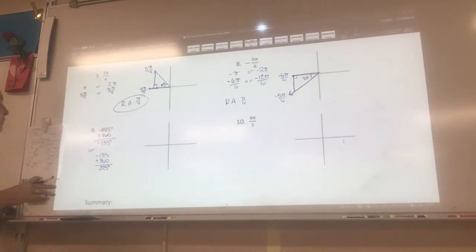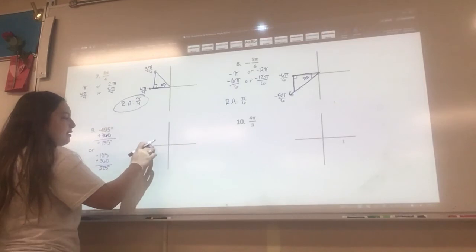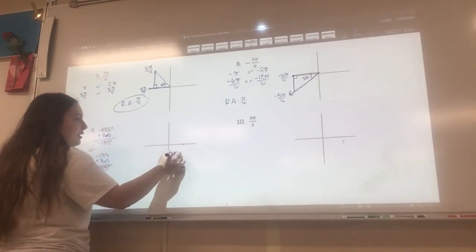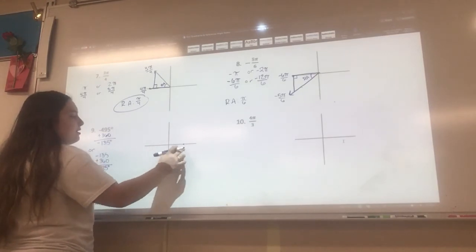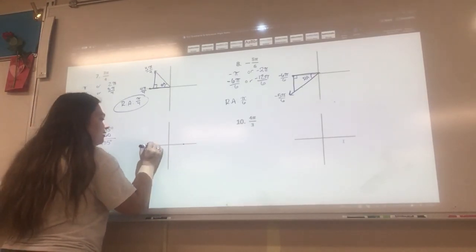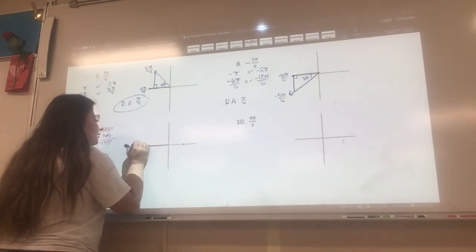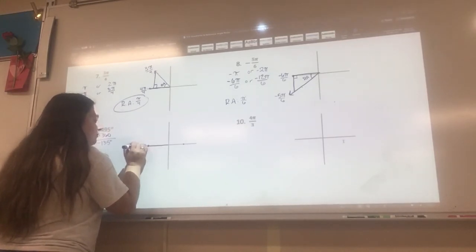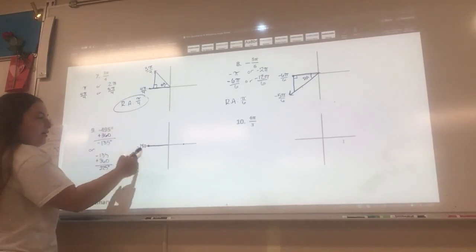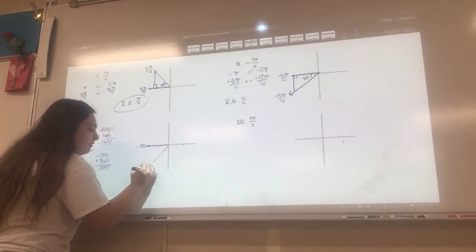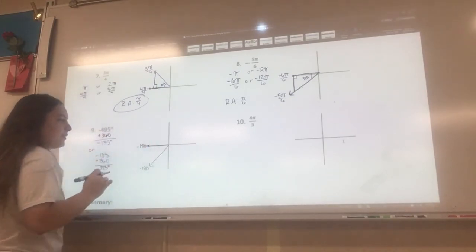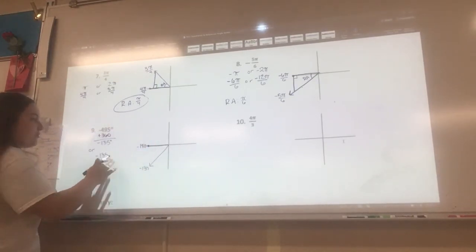So negative 135 is definitely less, so if I start over here and I go this way, it's definitely less than 180, but it is nowhere near 0 or 360. So I know we're going to be looking at 180, the negative of it, for 135, and since we're going this way, it has to be over here. Okay. That was just for the negative 135.